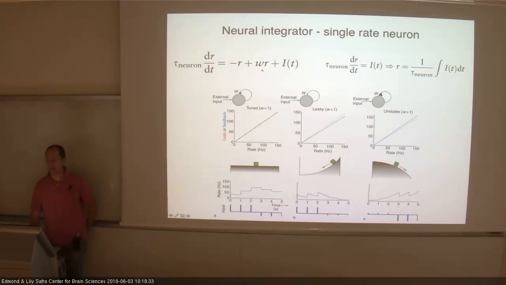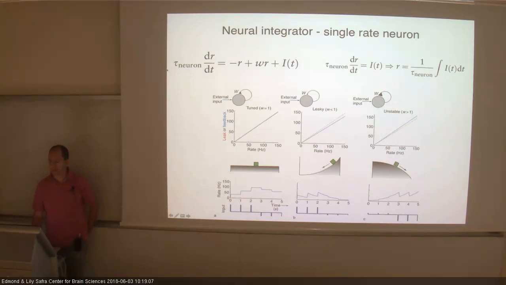But then we have this W. Now, in this condition, when it's a single neuron, imagine W is equal to 1. Then you have minus R plus R. This will cancel, and then you have dr dt equals I. And what is the solution for that? If all this is 0, this is what you see here. Exactly. It will be the integral of the input.